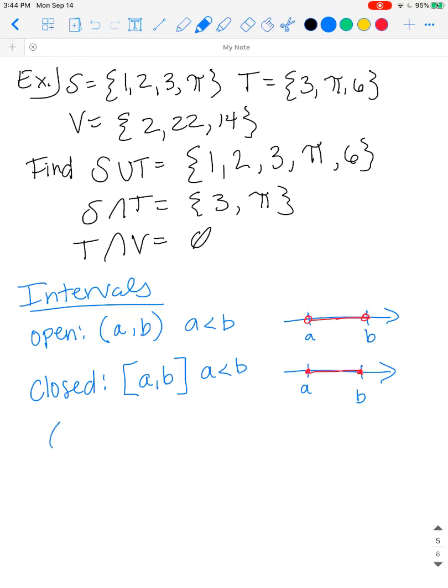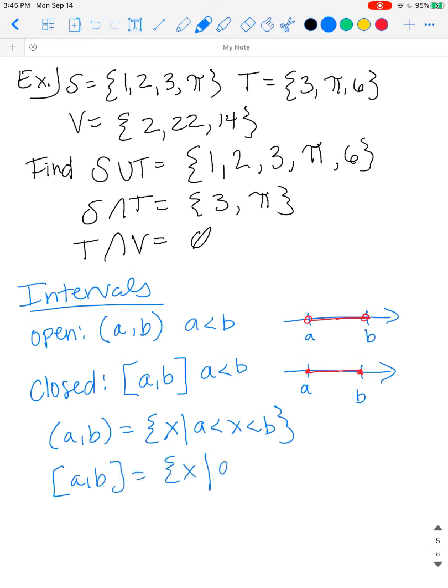Okay. So if you went ahead and tried that, so A and B is x such that A is less than x is less than B. So we have the less than symbols and not the equal to because A and B aren't included in it. And then for the closed one, it's less than or equal to because A and B are included in the set.